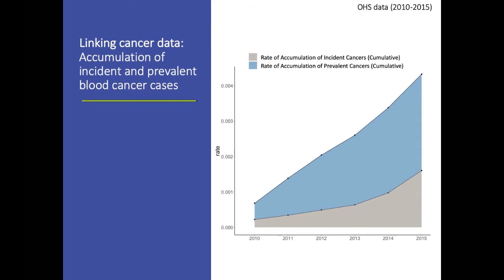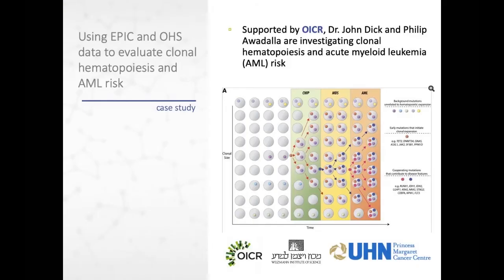What we see, of course, is that rates of accumulation of incident cancers and prevalent cancers are going up, but it also allows us to support some really interesting science with regard to how blood ages, right? Can we use blood going back in time to identify factors that might be associated with a diagnosis prior to a traditional diagnosis? This is some work that we've been very happy to be part of with John Dick and his colleagues.